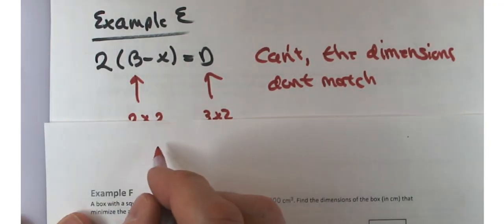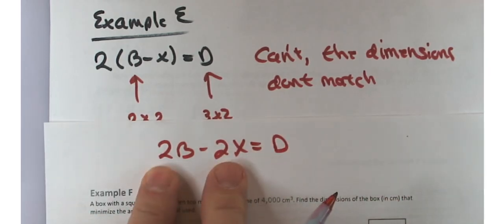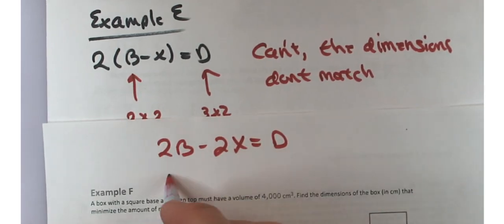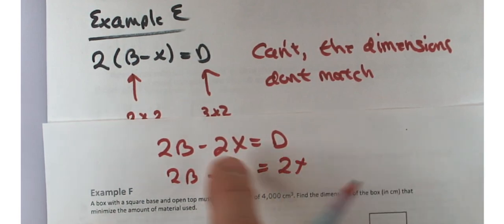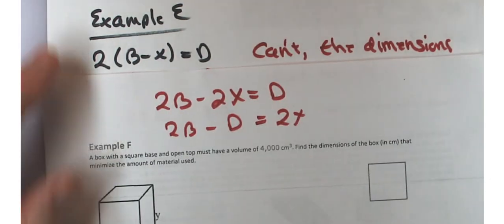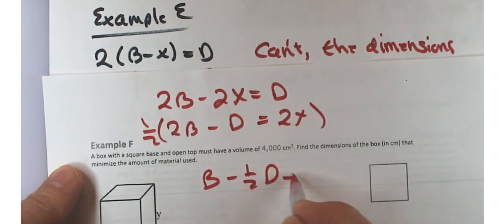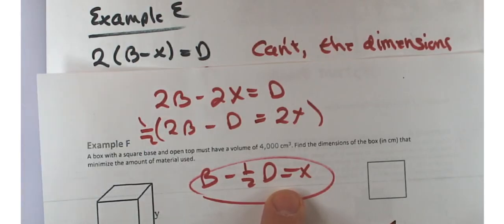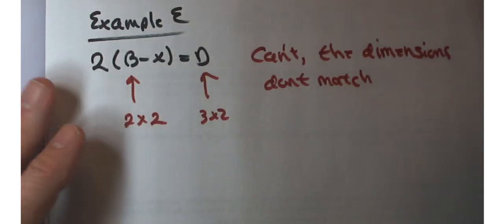You could distribute the 2 and get 2B minus 2X equals D. I would switch these. I'd move the D to the left-hand side, the X to the right-hand side, for two reasons. One is that it gets the X by itself, and the other is that it makes that X positive. And then you'd multiply everything by 1/2 and get B minus 1/2 D equals X. It's just that it's in matrix form, and if you had to solve it, then this is what you would do. But the big thing to see is we can't do that for this one. The dimensions don't match here. And the dimensions make a big difference.